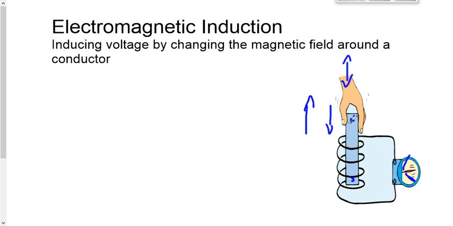It is only when you are moving. If you are static, if you're not moving your hand, then the needle will not move. There needs to be some sort of energy input. There needs to be movement in order to get voltage.